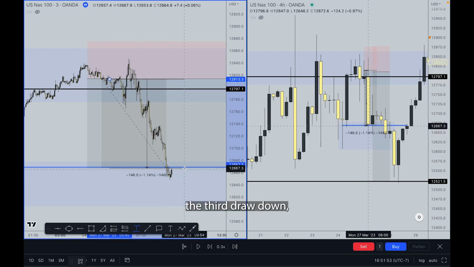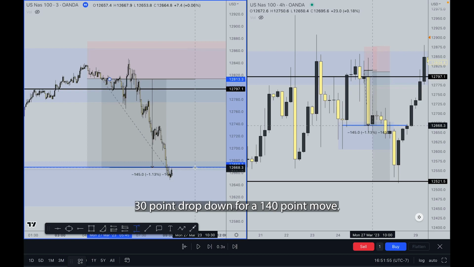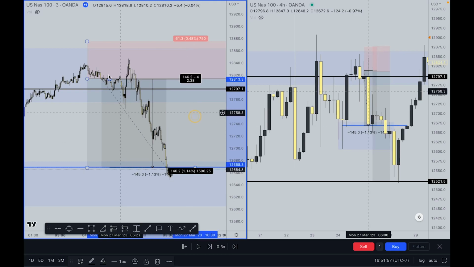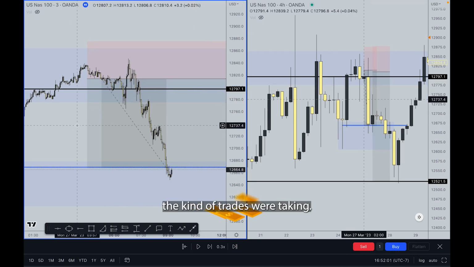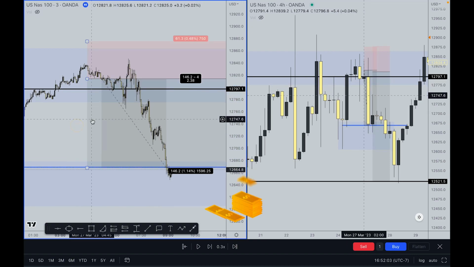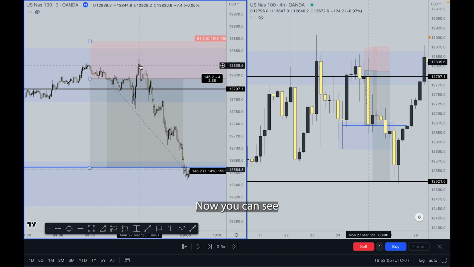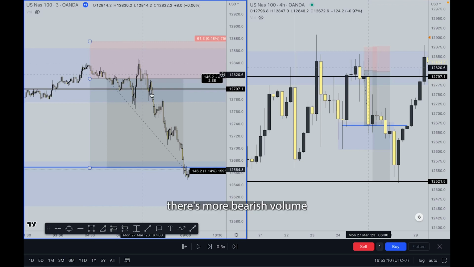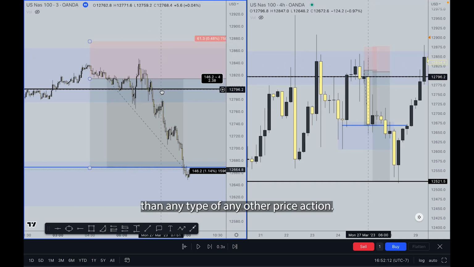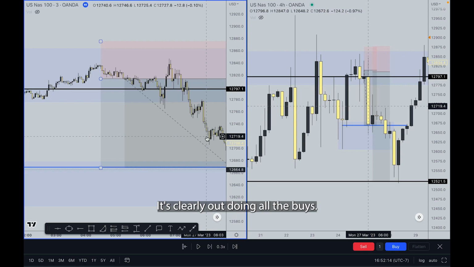30 pip drawdown, 30-point drawdown for a 140-point move. It's a very, very good risk to reward trade setup, and that's the kind of trades we're taking. Now, as you can see, bearish volume, bearish volume, bearish volume. You can clearly see there's more bearish volume than any other price action. It's clearly outdoing all the buys.